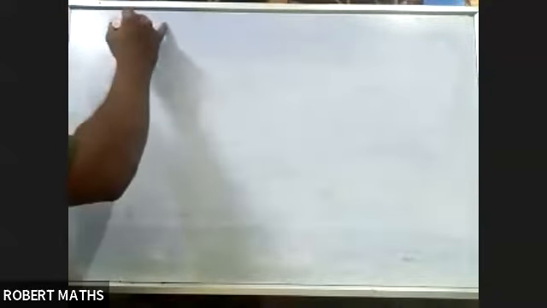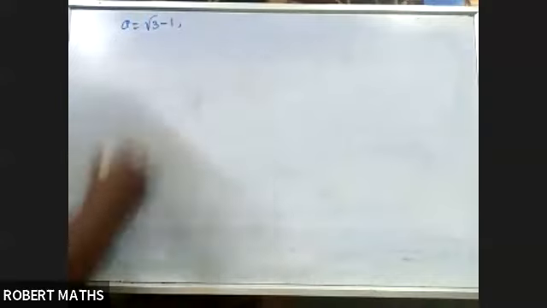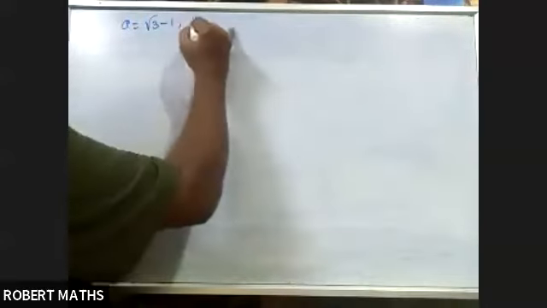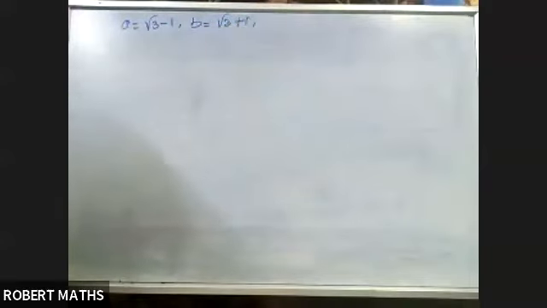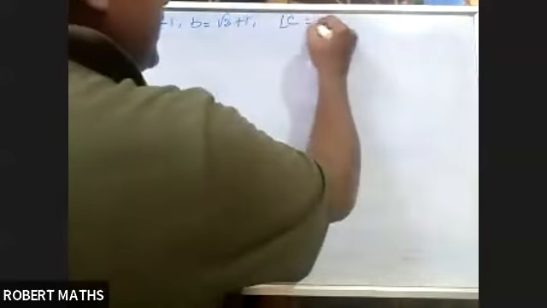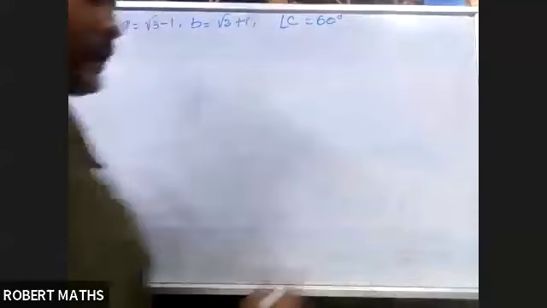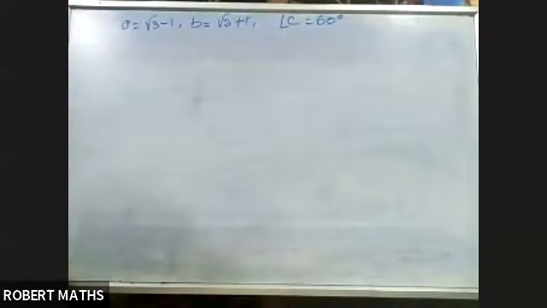If a is equal to root 3 minus 1, b is equal to root 3 plus 1, and angle C is equal to 60 degrees, find the other side and the other two angles. Find the other side and other two angles. So look at this, how is it possible?